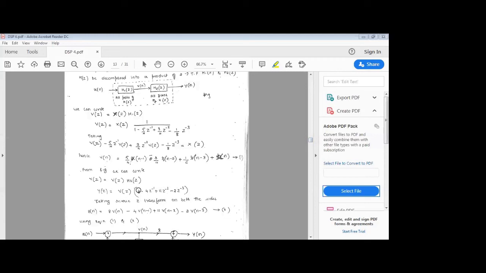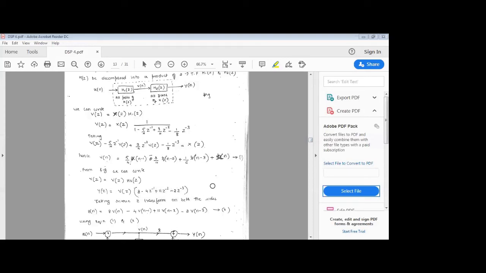H2 of Z is nothing but only the zero part. Zero part is nothing but only the numerator terms. So the numerator terms are 8 minus 4 Z inverse plus 11 into Z to the power of minus 2 minus 2 into Z to the power of minus 3. This is what we are getting here.